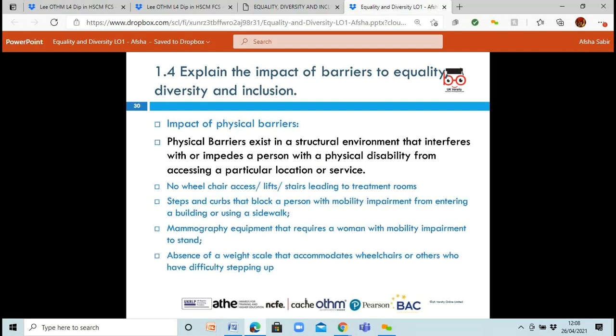Then you've got physical barriers. Physical barriers exist in a structural environment that interferes with or impedes a person with a physical disability from accessing a particular location. All this means is something that stops somebody with a physical barrier accessing where they need to go. So you might not have any wheelchair access.